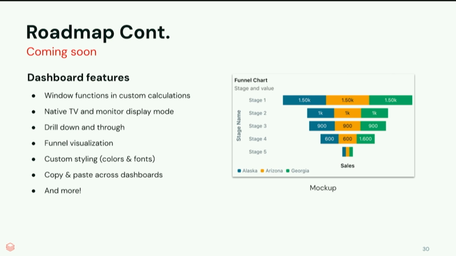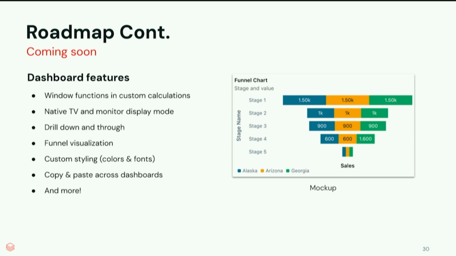Cool, we can skip this one. Second roadmap slide. I know you want to take a photo. You want to cover this? Yeah. This is the current list that we've gathered based on conversations: what are you looking for next in AI/BI to unlock the next set of use cases? So, more custom calculations like window functions, a native TV display mode that actually refreshes itself, drill through and drill down, and new visualizations like funnel.